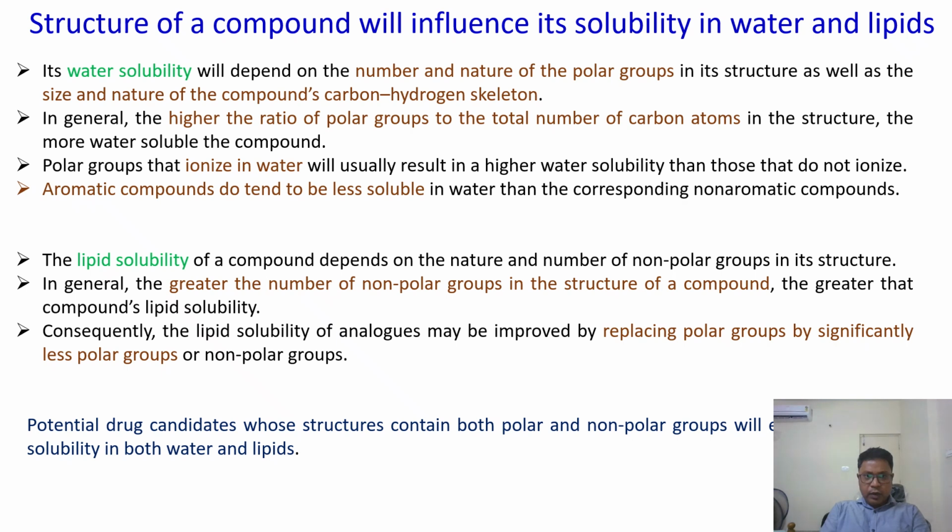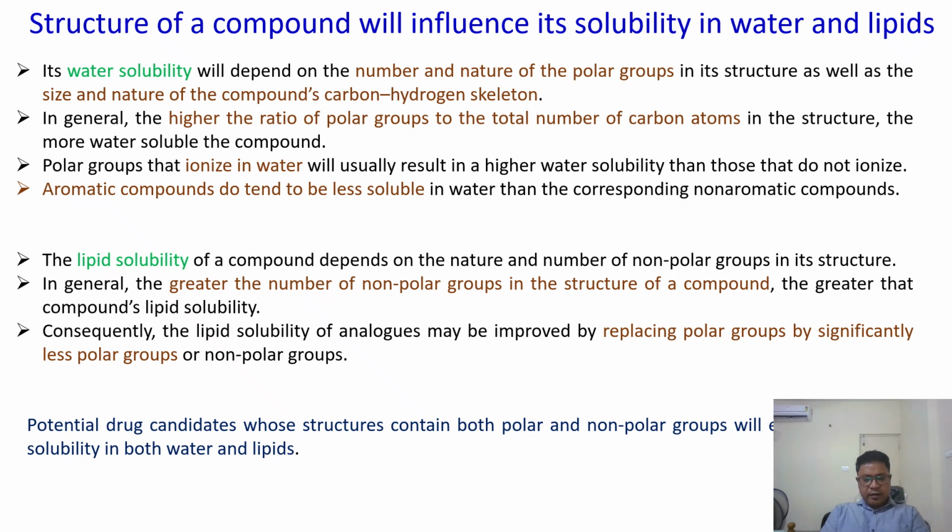Polar groups that ionize in water will usually result in a higher water solubility than those that do not ionize. This we all know, because water is there; water will make H plus and OH minus. An aromatic compound would tend to be less soluble in water than the corresponding non-aromatic compound.